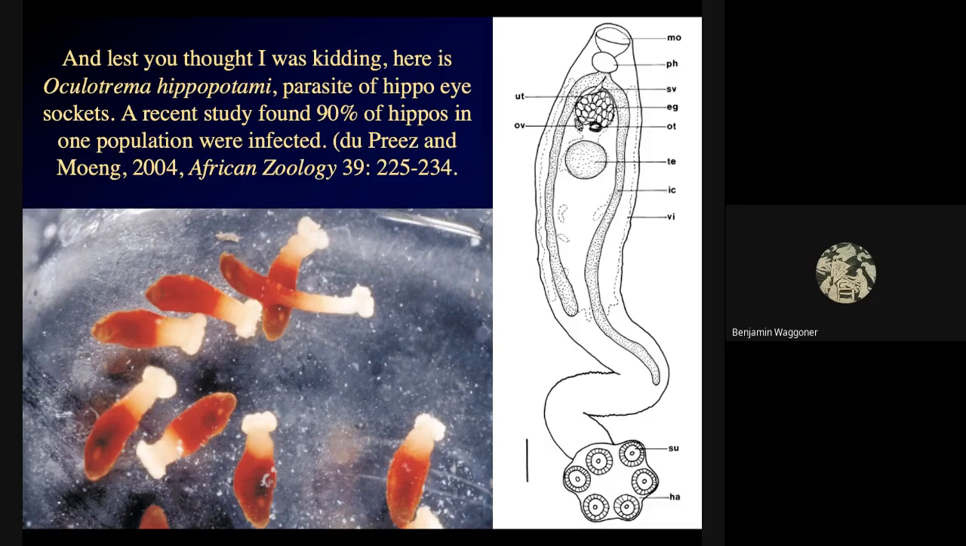So they went out and shot 15 hippos. And, if you've ever wondered what you would do with 15 hippos, the answer is dissect them and see if they've got worms up their eye sockets. And in fact, 90% of them did. And this is what they look like when they're alive. The white end is the end with the haptors at the rear. The red end has the gut, and it's full of hippopotamus eye socket blood.